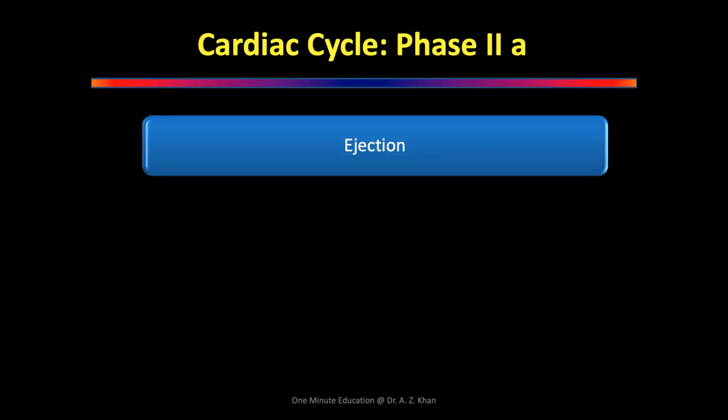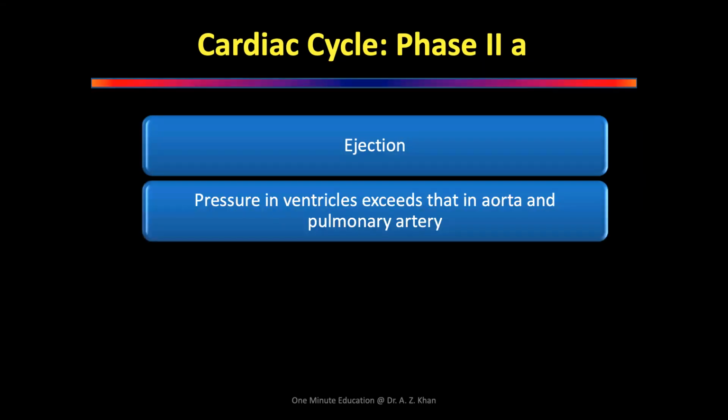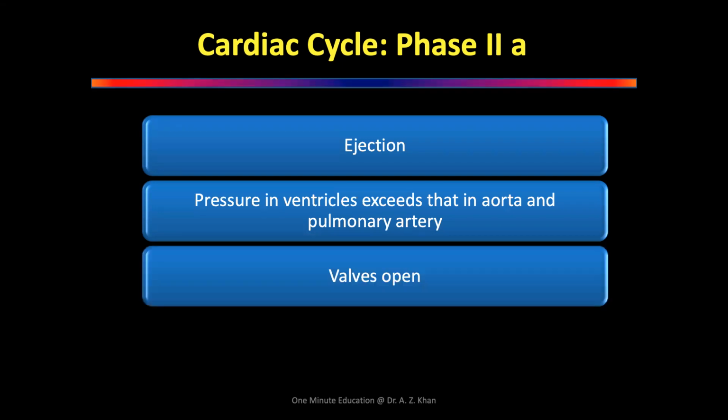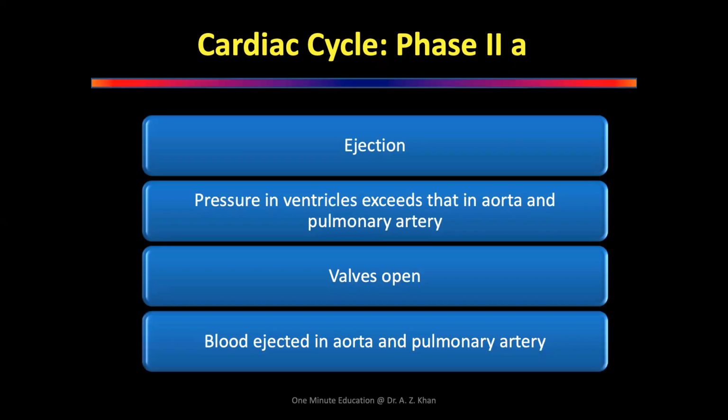Ejection phase happens when the pressure in the ventricle exceeds the pressure in the aorta and the pulmonary artery. When the pressure in the ventricle exceeds the pressure in the aorta and the pulmonary artery, it forces the valves to open. We're talking about aortic and pulmonary valves. They open, as a result of which blood gets ejected into the aorta and pulmonary artery.